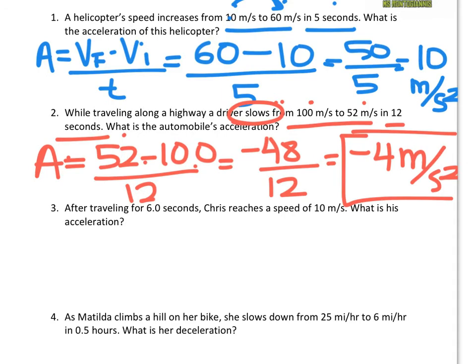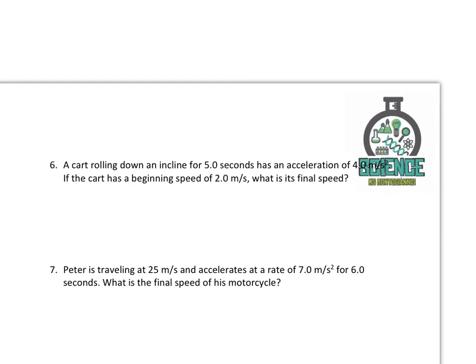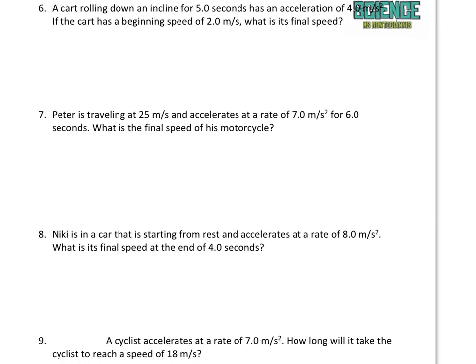Now, other types of acceleration problems that you're going to get are such as number 6. Actually, let's do number 7 here. So in number 7, Peter is traveling at 25 meters per second. This is his acceleration, and he does it for 6 seconds. What is the final speed? So we're looking for final speed.